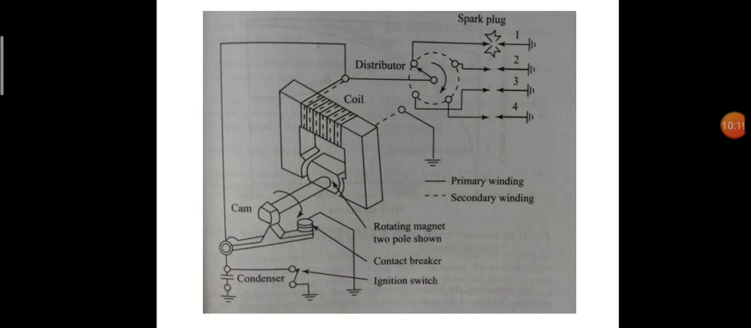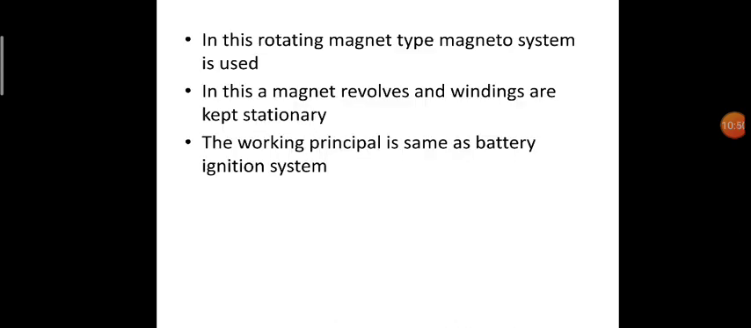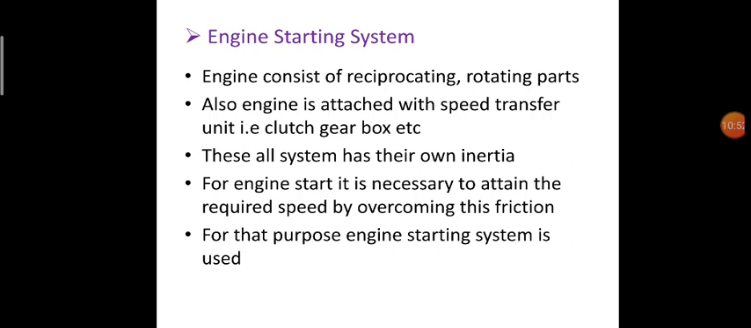Now, the working of this ignition system. The working principle of the magneto ignition system is exactly the same as that of the coil ignition system. In this, with the help of a cam, the primary circuit flux is changed. Due to this, a high voltage is produced in the secondary circuit. This high voltage is present between the electrodes of the spark plug. Due to this, a high intensity spark is produced. This is the working of the magneto ignition system.